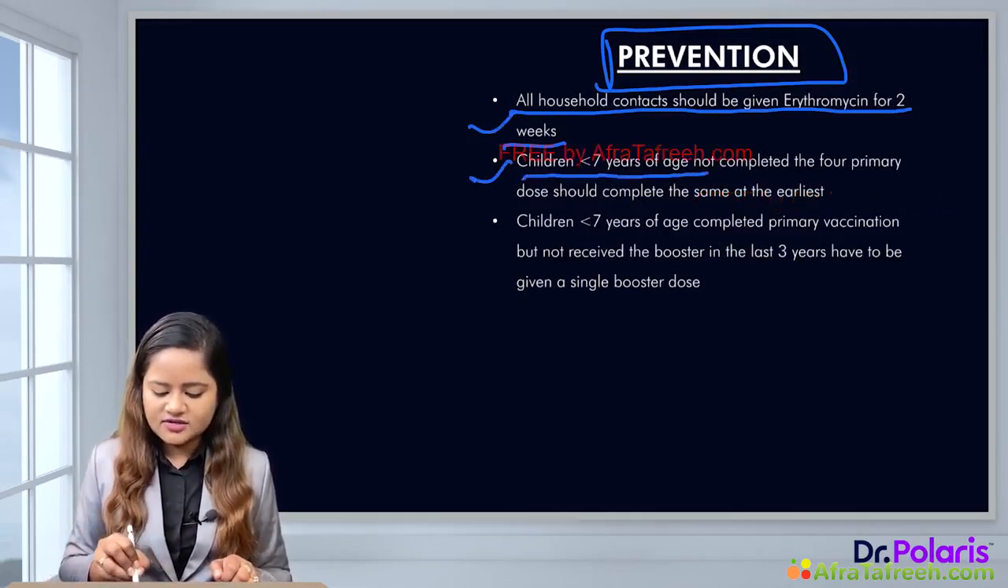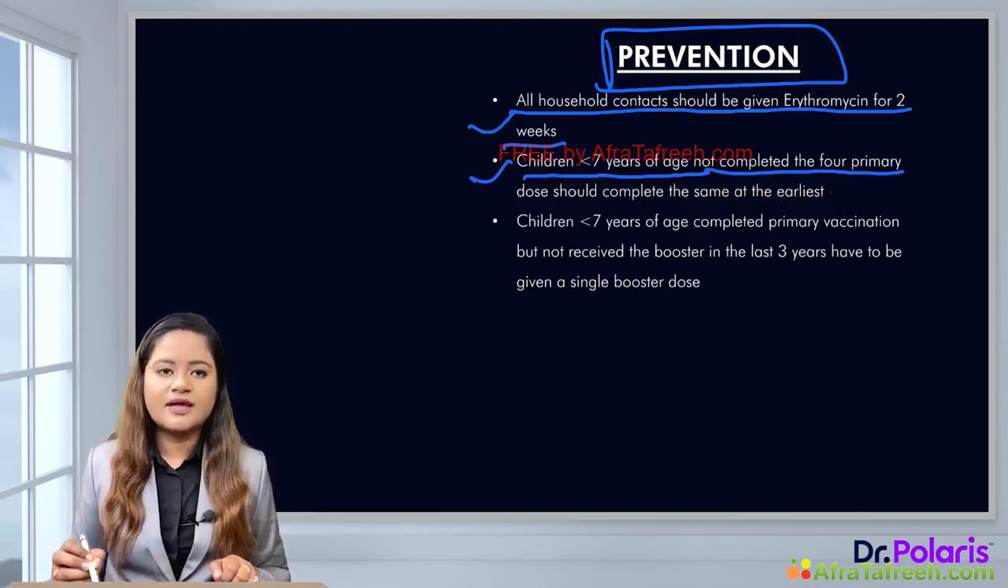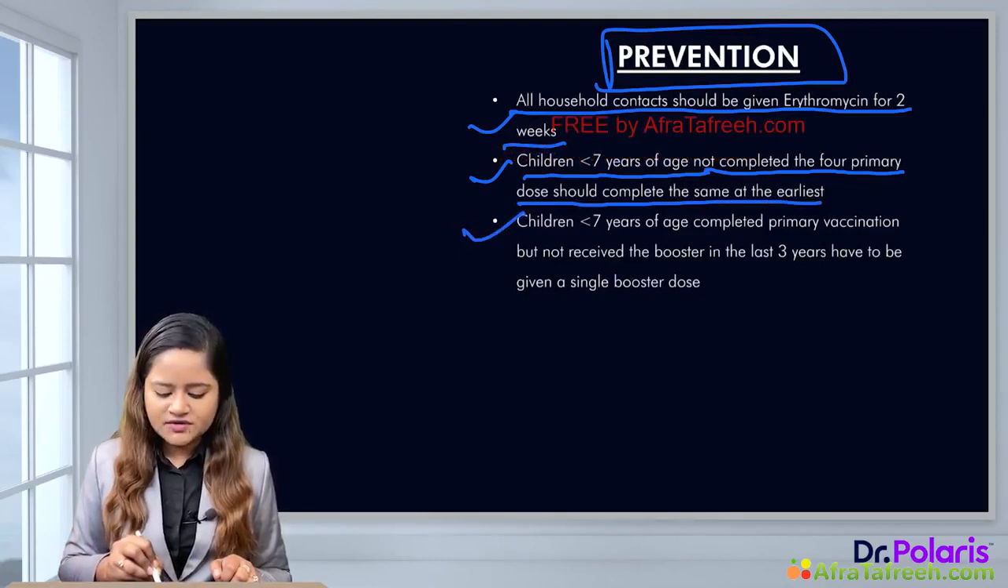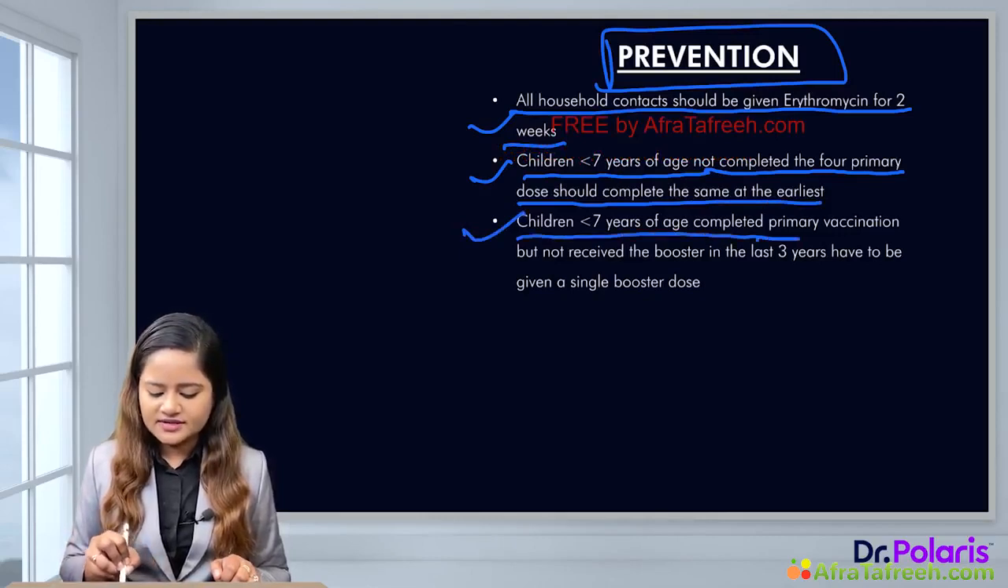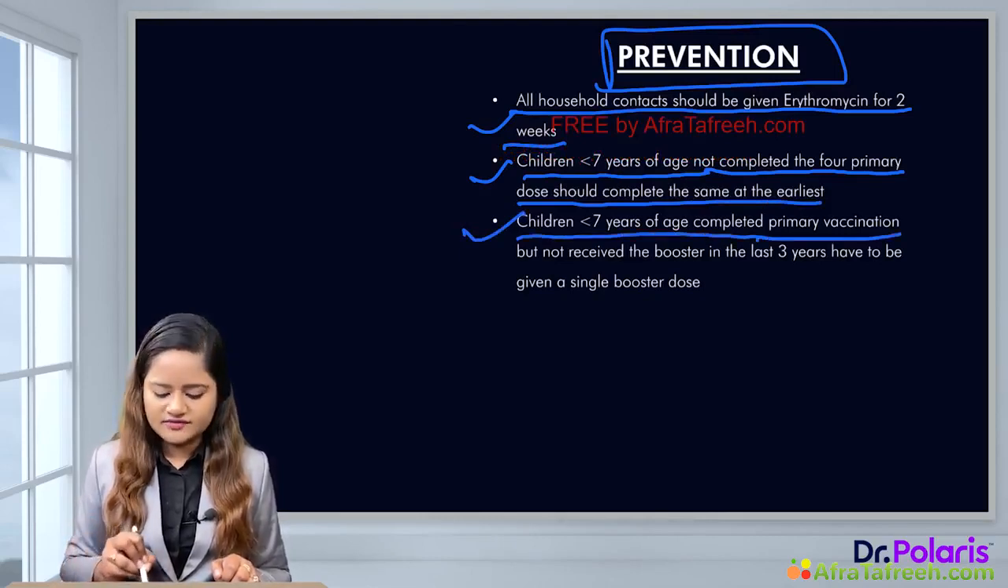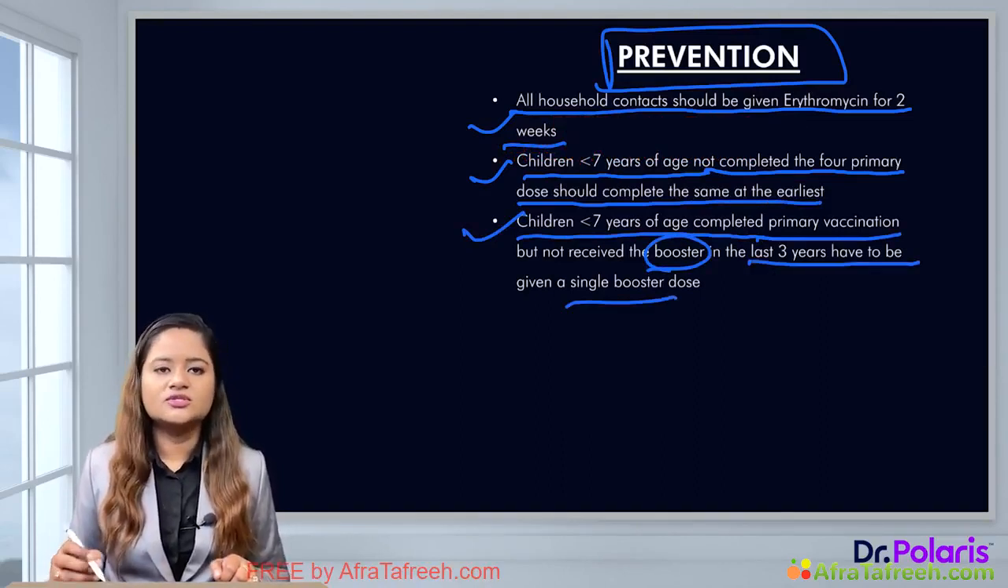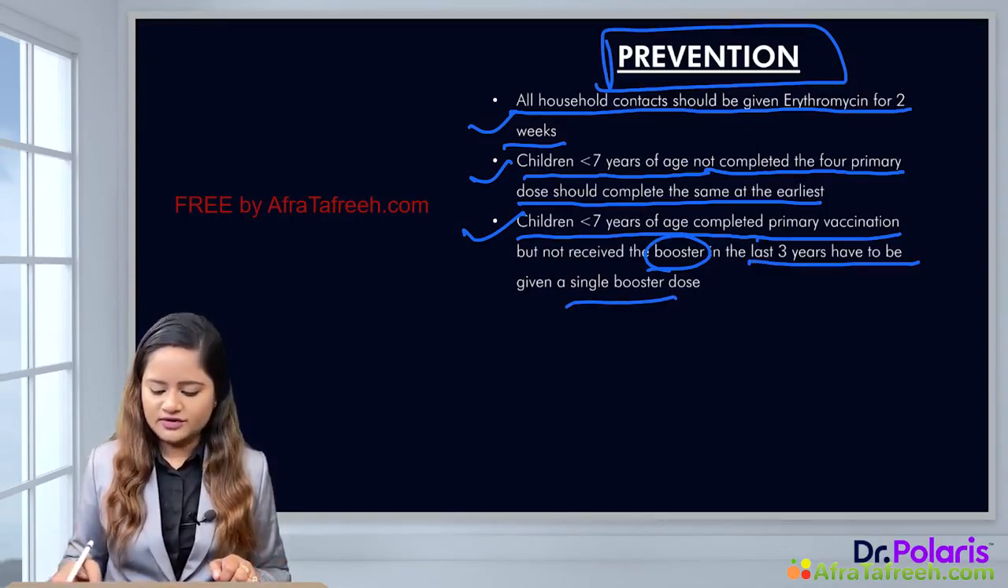Children of less than 7 years of age who have not completed the 4 primary doses of immunization should complete them at the earliest. Children less than 7 years of age who have completed the primary vaccination but have not received the booster doses in the last 3 years should also be given a booster dose. So a complete immunization against DPT is very, very important to prevent the spread of these kinds of infectious diseases.